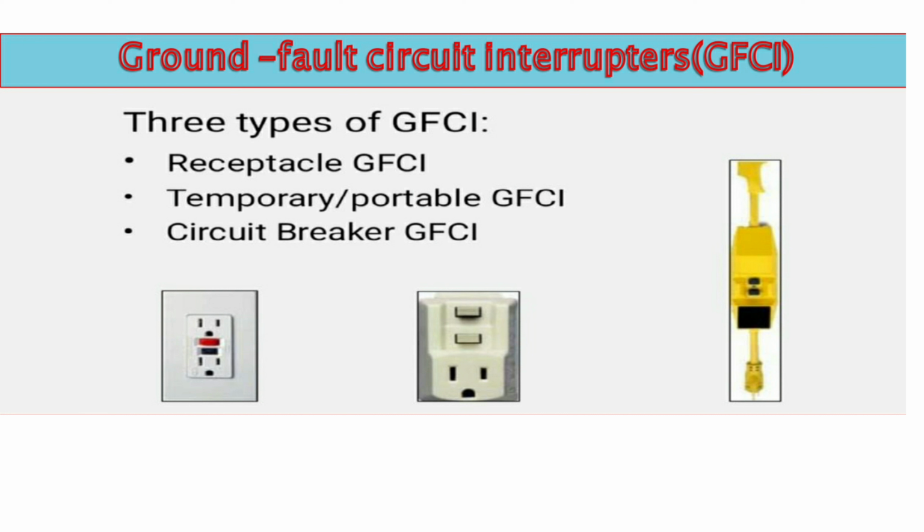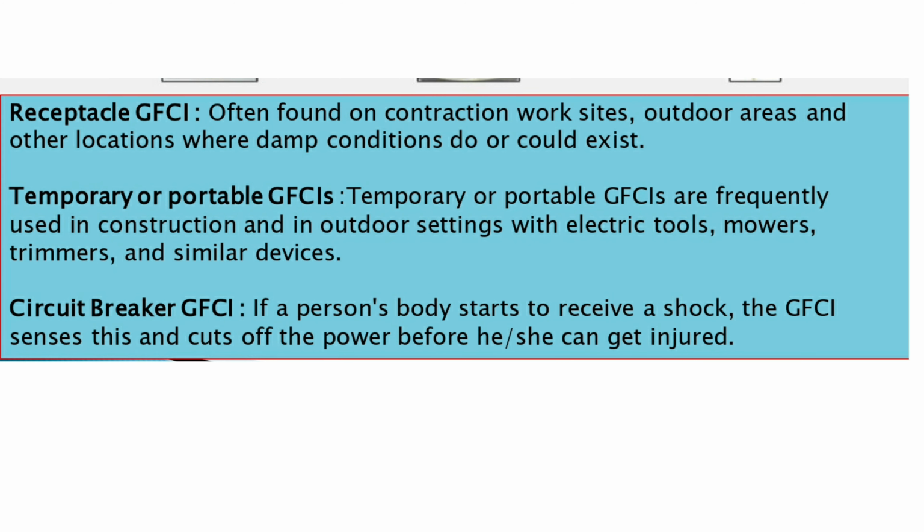Three types of GFCI: receptacle GFCI, temporary and portable GFCI, and circuit breaker GFCI. Receptacle GFCI is often found on construction work sites, outdoor areas, and other locations where damp conditions do or could exist. Temporary or portable GFCIs are frequently used in construction and in outdoor settings with electric tools, mowers, trimmers, and similar devices.